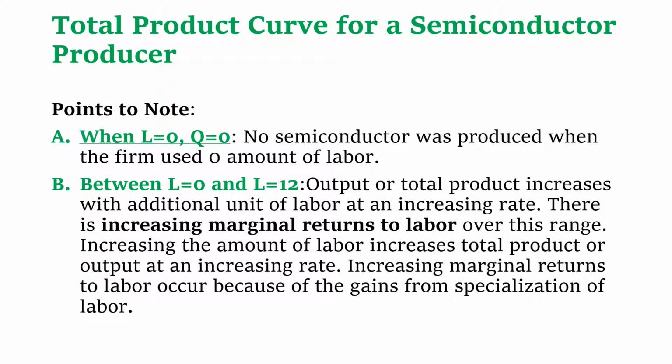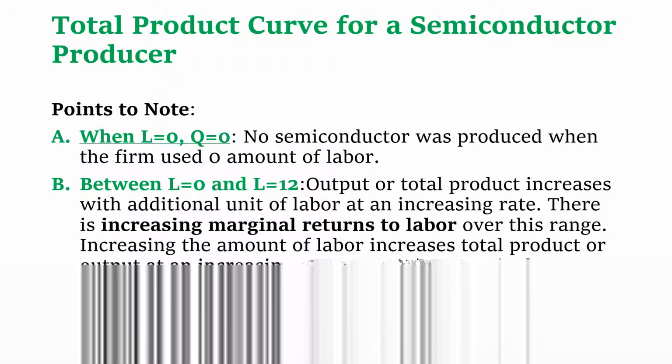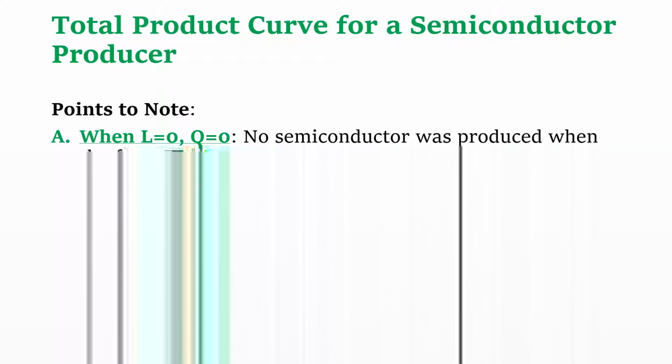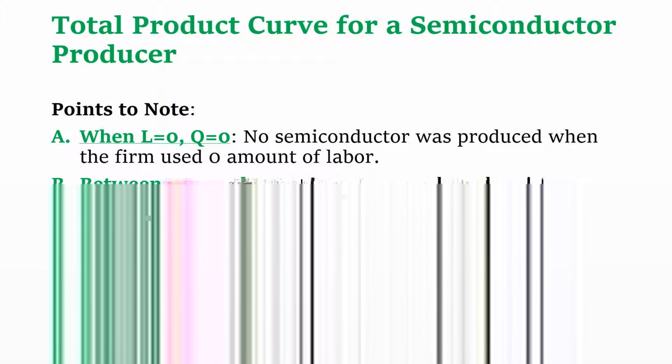So this occurs because of gains from specialization of labor. Now you have many workers specializing in different activities, so they are now performing the duties which they can perform best. Everybody is doing what they are able to do best. So in that particular case, productivity will rise.